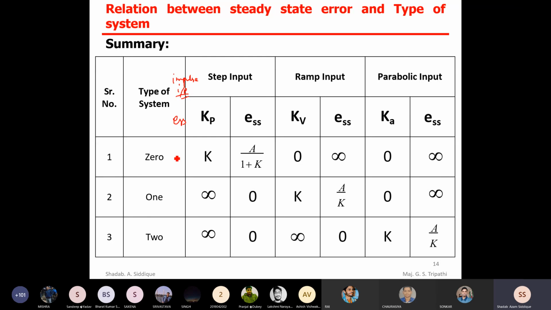See, it does not depend on the type 0, type 1, type 2. It will be 0 whatever the input is applied, whatever the type of the system is there. For ramp input, for impulse input, whatever the input, whatever the type of the system is there, that will be zero error.